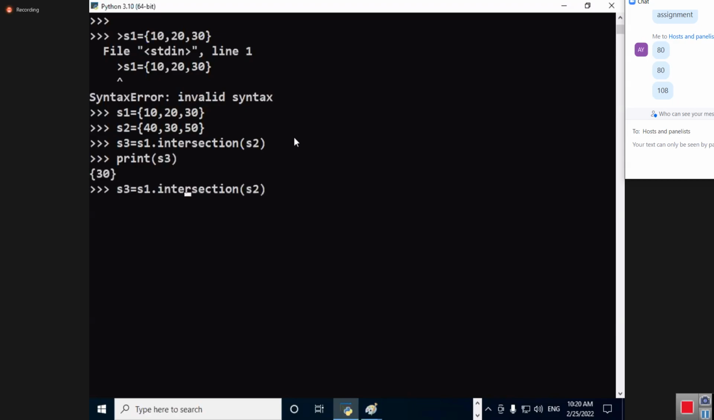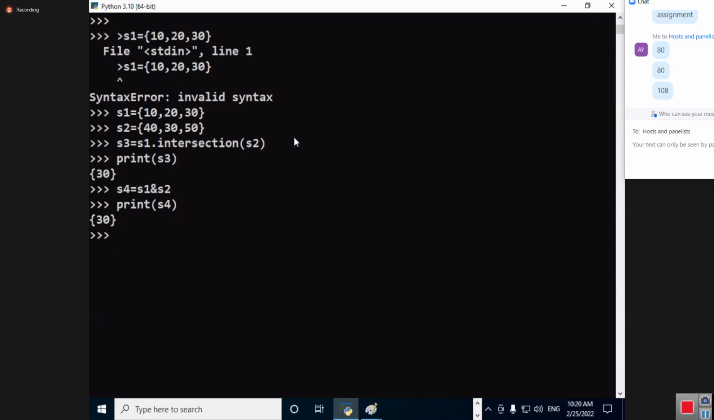Now say S4 is equal to S1 and S2. Say this now. Print of S4. The answer is like this. Like this you can apply.